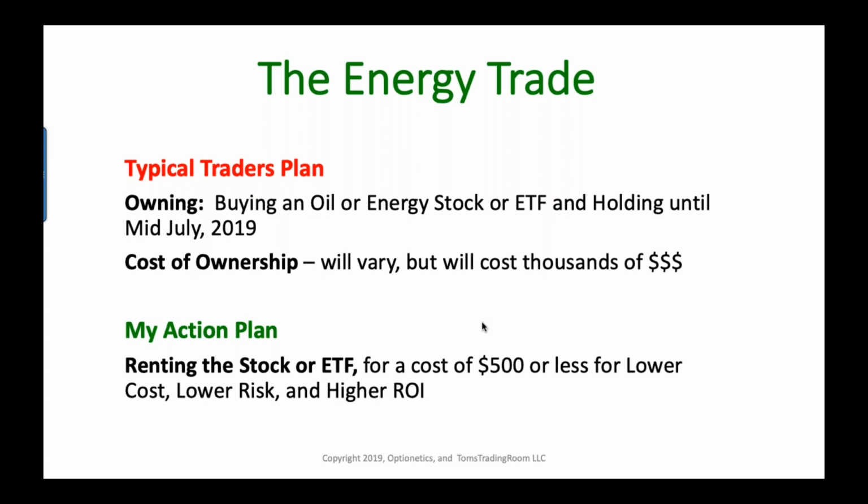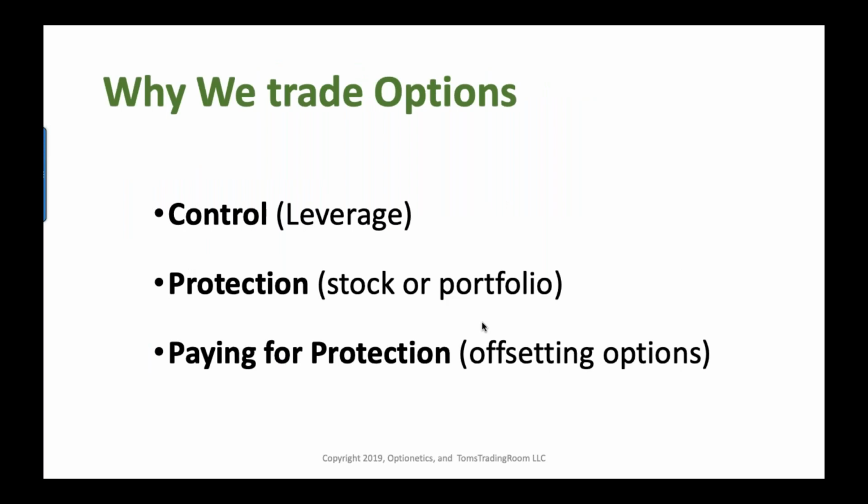Now that brings me into what? Options. Now, why do we trade options? Number one, we have control or leverage. We're able to control a large block of stock for a much smaller price. We have protection in the event that if all hell breaks loose and the stock goes against us, we have a certain cap on how much we can lose. And of course, we can pay for that protection by, we're going to get into it later, spreading options. We can actually offset options. So that's just a small speck of what we can do and why we trade options.